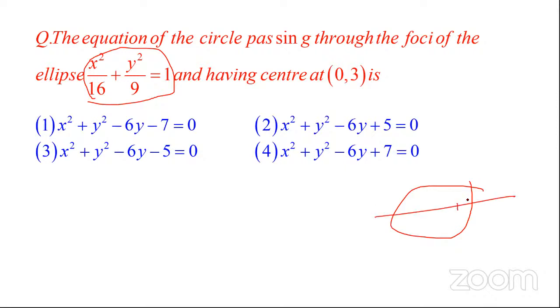So that another circle passes through this one. Then we have to find the equation of that circle. Sorry, that is a circle, not an ellipse. Then we have to find this one, whatever it may be, having the center 0 comma 3. So there is no x value for this one, and the y value is that.